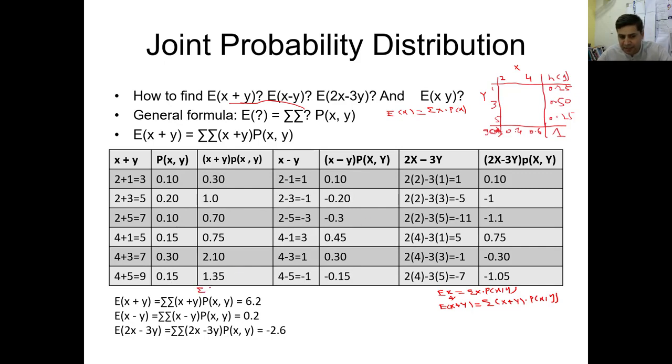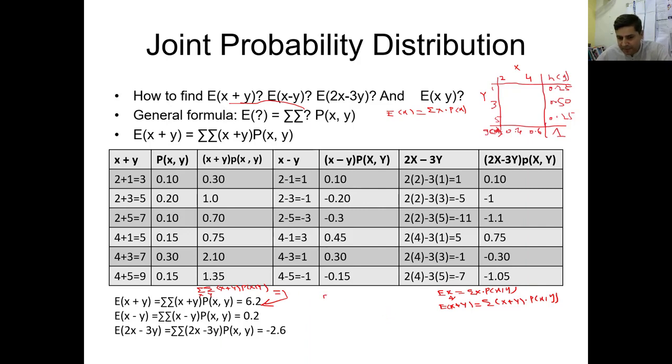So when you add this, this will be summation. This will be the summation for x and this will be the summation for y. Summation of x plus y into pxy will be equal to 6.2. So when you add all this, it will be equal to 6.2. Similarly, now they are asking E of x minus y. So it is also very simple.